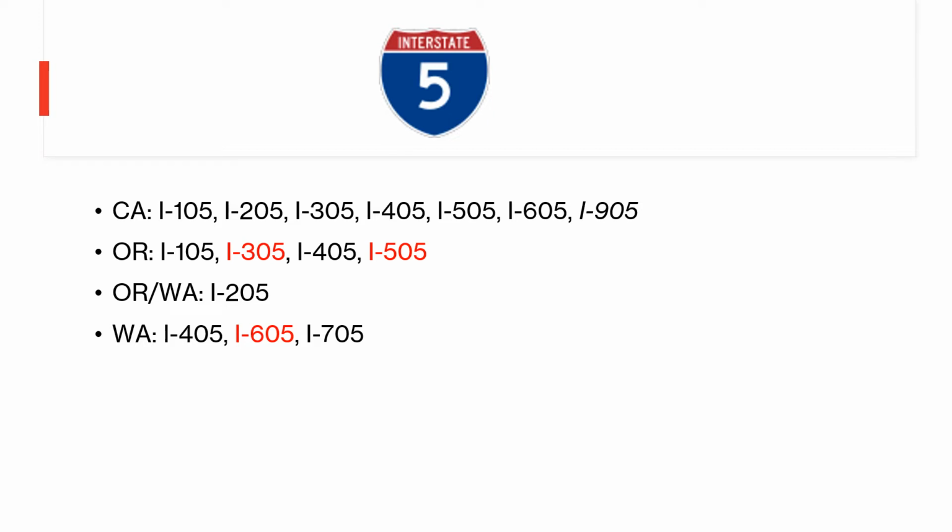Now, Oregon, we have I-105, I-305, I-405, I-505. Oregon, Washington, I-205. Washington, I-405, I-605, I-705. Now, I-905 is a future interstate. I-305, I-505 in Oregon, and I-605 in Washington are former or canceled interstates.